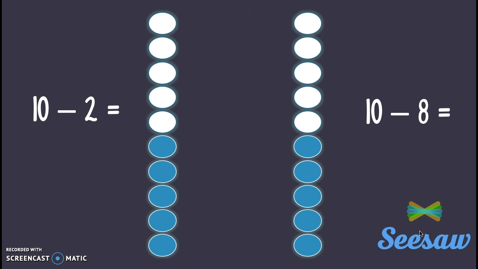Okay, friend, it's your turn. For your seesaw video, I want you to do 2 subtraction sentences. First, I want you to show me 10 minus 2. I want you to draw 10 and subtract 2, and then write the total amount that's left over. And your other picture, I want you to draw 10 again, this time subtract 8, and then find your answer for whatever's left over. Good luck showing how to break apart a 10 in different ways.